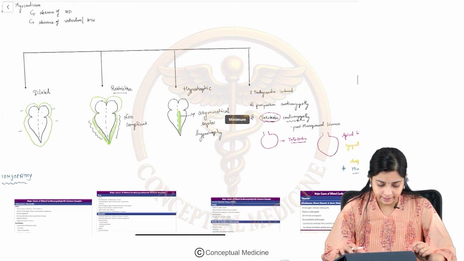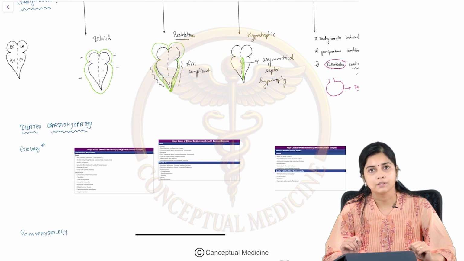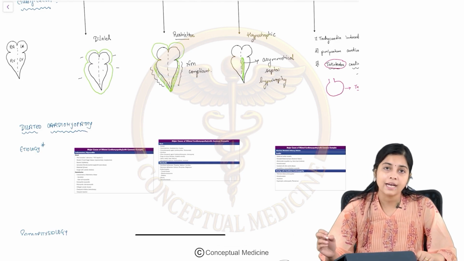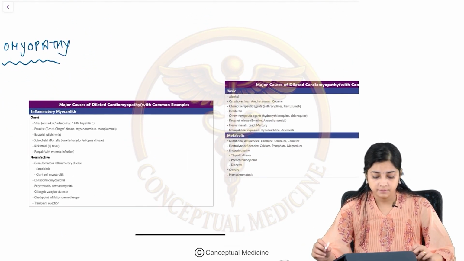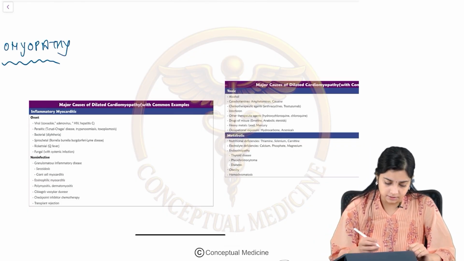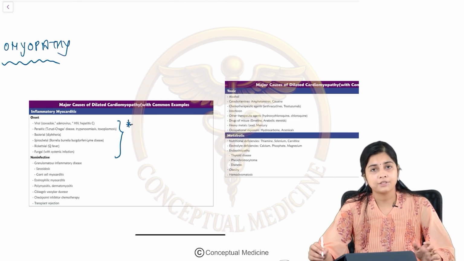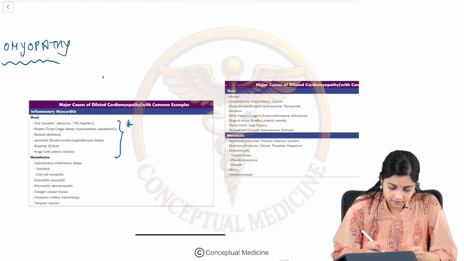Now we will be looking at the various etiologies for the various types of cardiomyopathies. The first type we will look at is dilated cardiomyopathy. The most important etiology is infections, which basically cause myocarditis. Just like how we learned pericarditis, myocarditis is basically inflammation of the myocardium.